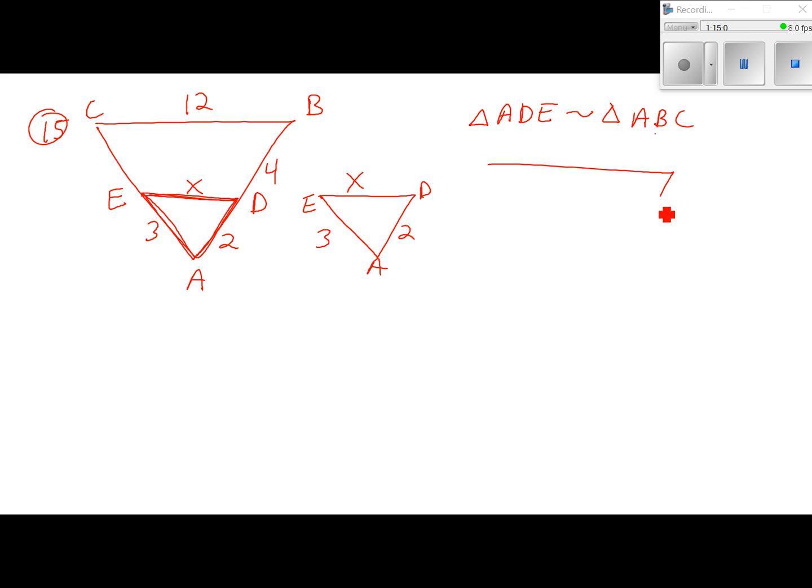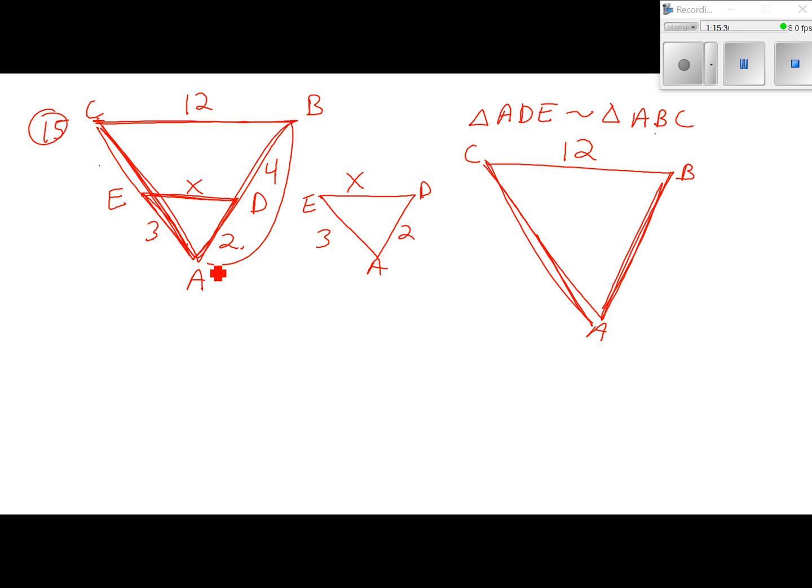And they're telling us it's similar to the big triangle, which is this triangle, ABC. Now what you have to be careful of in the big triangle is this side over here, that's this whole thing. Well, we know this part's 3, but we don't know this part, so we don't know this side in the big triangle. We know this side over here is 12. This side, well, we know this part's 2 and this part's 4. So to get that whole side, we just add those two together, and 2 plus 4 is 6.